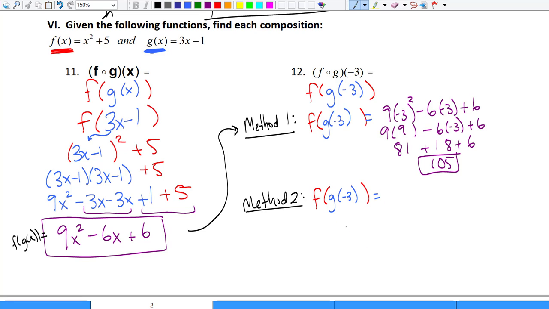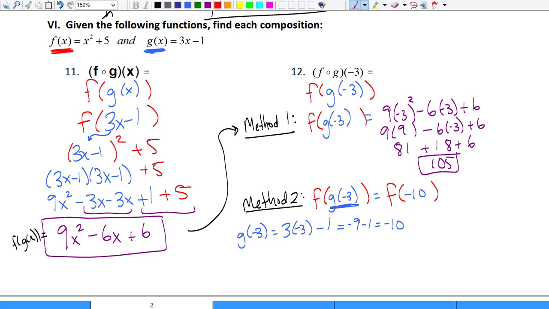Okay? So what I'm going to do is I'm going to evaluate g of x. So I'm going to come off to the side of my paper and just evaluate g of negative 3. So that means just go to the original g function, which is 3x minus 1, and plug in negative 3, which is negative 9 minus 1, which is negative 10. So the blue part of this question is negative 10. So therefore, all I need to do to find the answer is just find f of negative 10, because g of negative 3 is negative 10.